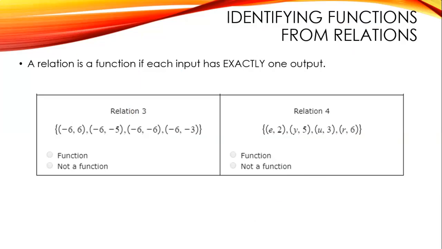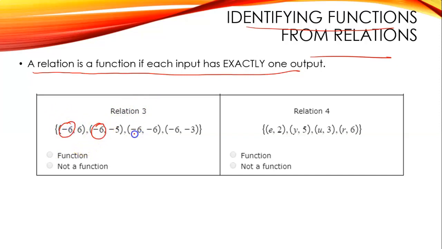Let's try these by looking at ordered pairs. Same idea. You don't have to write this again because you should already have it written in your notes. We're on the same topic, so you don't need to write that again. But now we want to look at relation 3. I want to decide whether each input has exactly one output. Remember, we're only looking at the inputs.